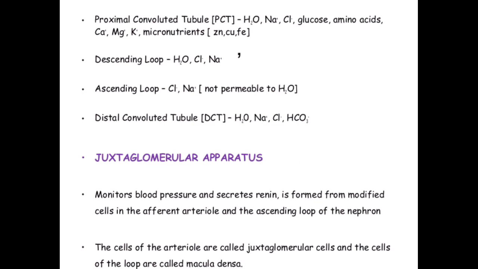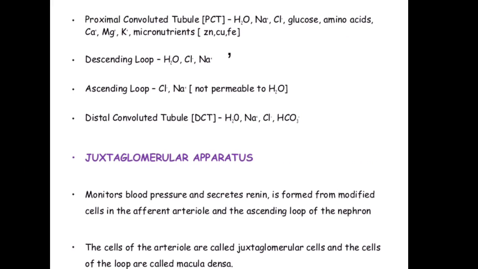Juxtaglomerular apparatus monitors blood pressure and secretes renin. It is found from modified cells in the afferent arteriole and ascending loop of the nephron. The cells of the arteriole are called juxtaglomerular cells, and cells of the loop are called macula densa.